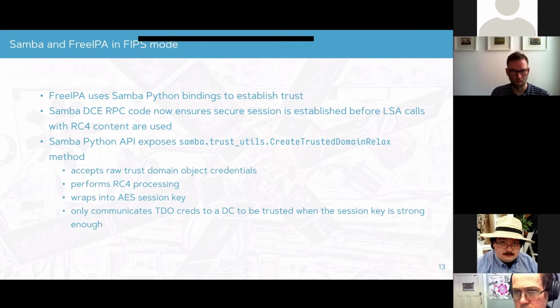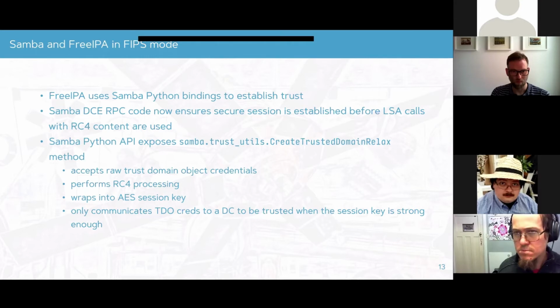There is code in Samba that actually implements RC4, and we were thinking that we shouldn't expose the code itself, even through Python bindings, so that nobody would try to use it. Instead, Andreas and Isaac wrote a Python API that wraps all this around.